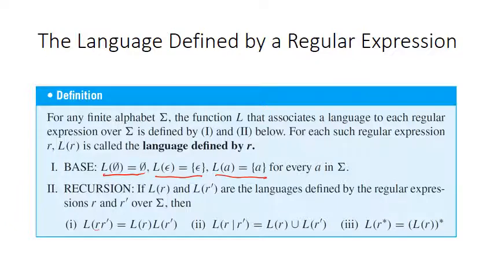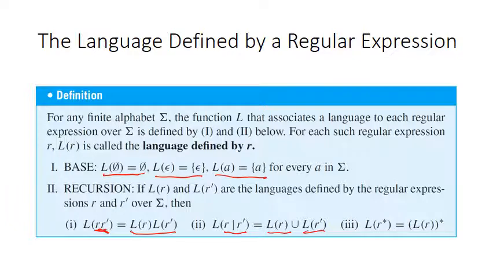Whenever you have two expressions concatenated together, that means you're concatenating the two languages that come from them. Whatever you get from the first regular expression, you can concatenate with whatever you get from the second. And when you use the or symbol between two regular expressions, that means you are unioning the two languages. You can get either the strings from the left side of the or, or the strings from the right side.